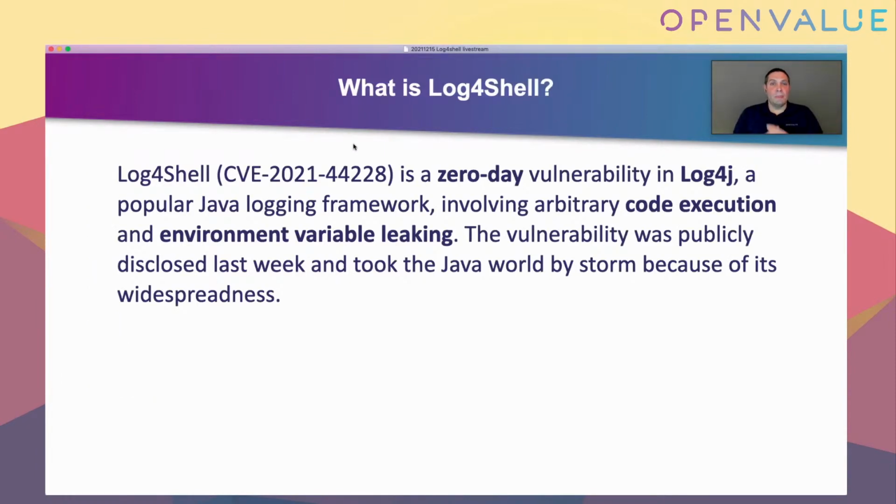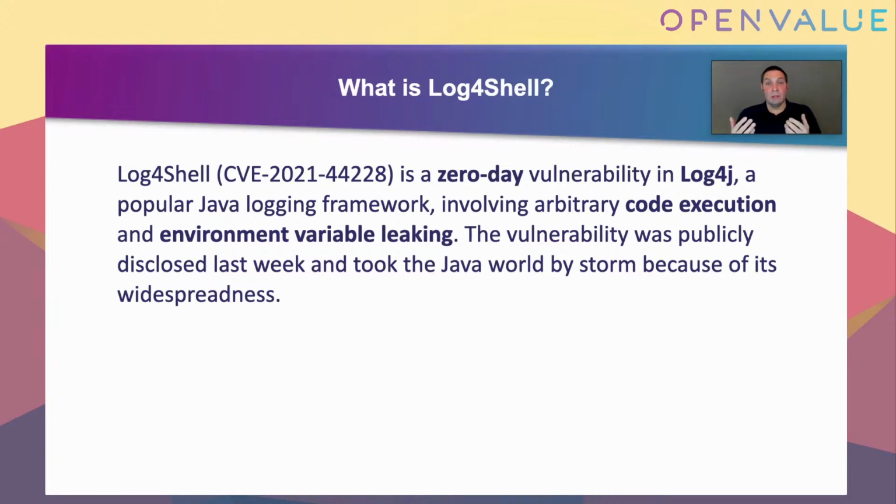So what is Log4Shell? It is a 0-day vulnerability, which means that it's a vulnerability that is published when a developer has basically 0 days to fix it. It's in Log4j, which is I think one of the most popular Java logging frameworks you probably all know. And the risks are code execution, which means that an attacker can execute code on a vulnerable application, and leaking of environment variables. This was publicly disclosed last week, and I think we can safely say that it took the Java world by storm because of its widespreadness.